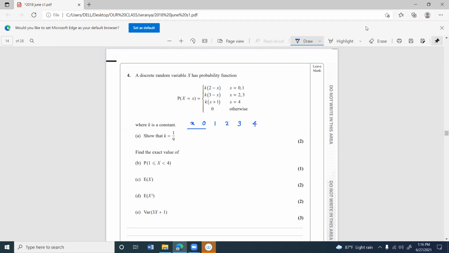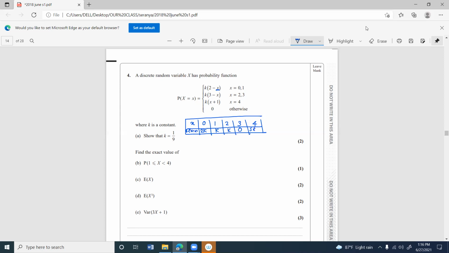Then if you come up with their respective probabilities, it's just like this. If you get the probability of X equals 0, you can use this. If you replace 0 over here, 2 minus 0 is 2, k into 2 is 2k. If I put 1, 2 minus 1 is 1, so it's k. If I put 2, 3 minus 2 is 1, it's k. If I put 3, 3 minus 3 is 0, so there is nothing over here. If I put 4, 5k.